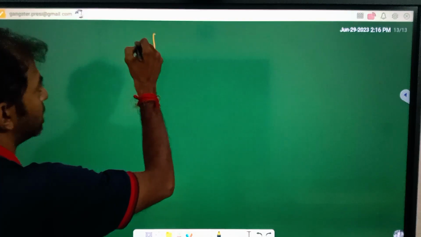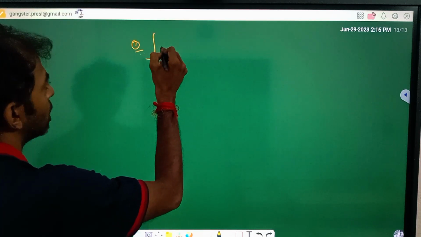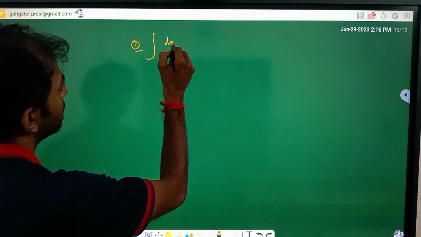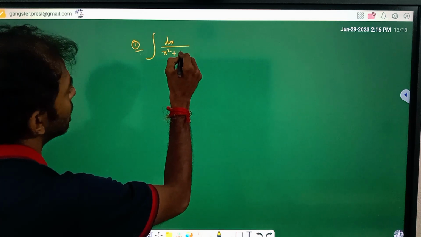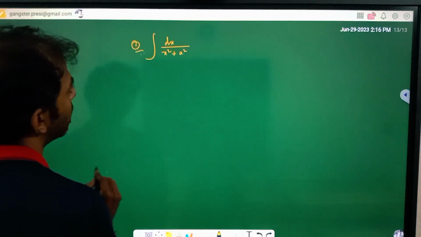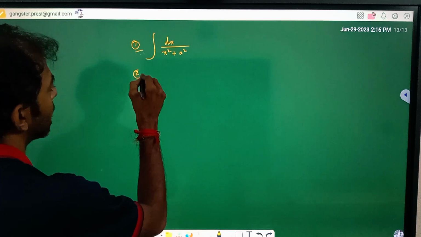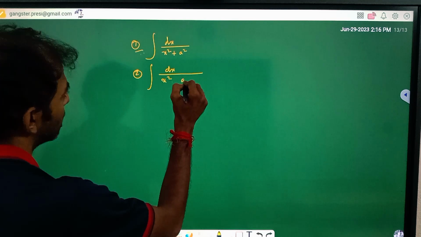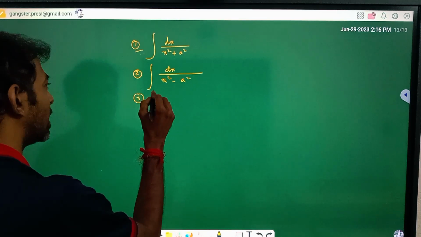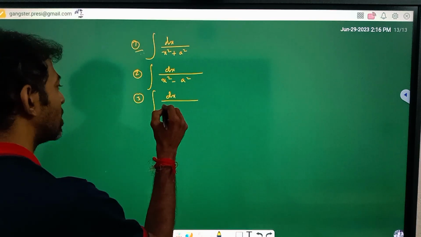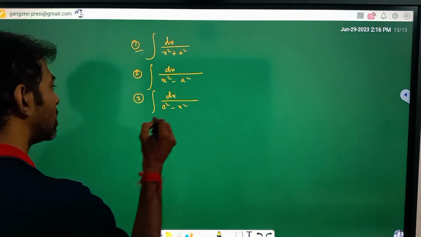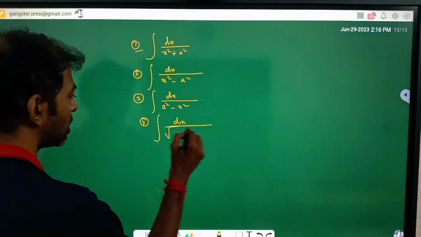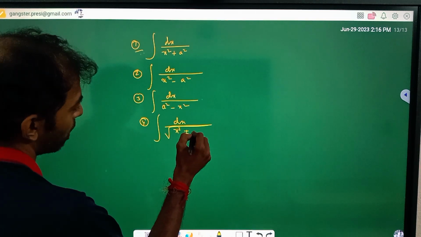Okay, write these ones. I'm just giving some home tasks here actually. First one is integration dx by x square plus a square. Second one is integration dx by x square minus a square. And the third one is integration dx by a square minus x square. And the fourth one is integration dx by root under x square plus or minus a square.